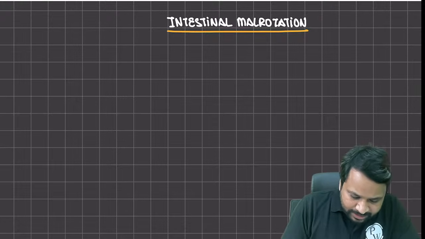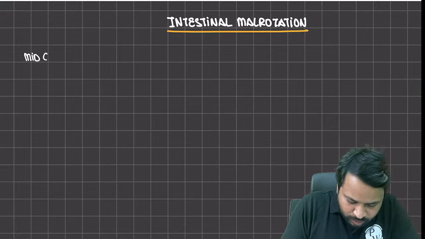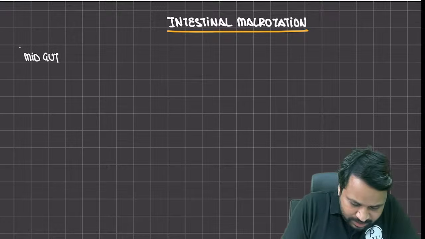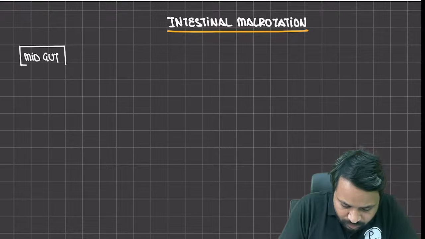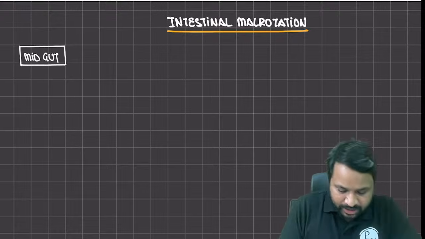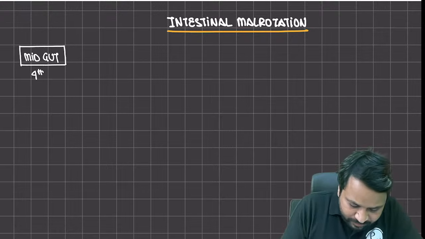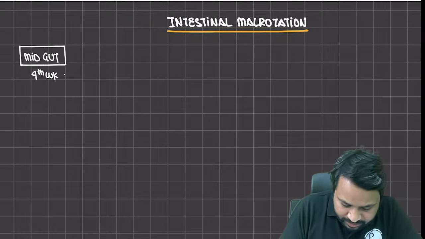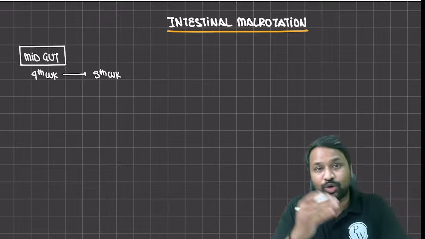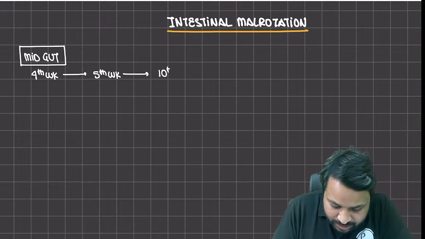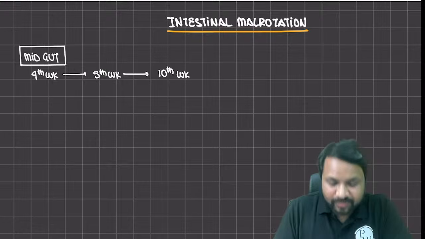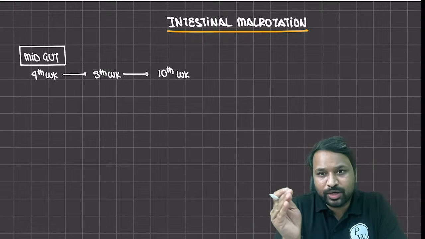We understood the midgut's development. I'm going to concentrate on the midgut because this is going to be developing in the midgut component, resulting in midgut volvulus. So the midgut's complete story started from the 4th week of its embryonic development. I told you the 5th week was its rapid growth phase. It goes into the umbilicus and the 10th week is the return. So by the end of the 10th week, the midgut is going to return back, right?